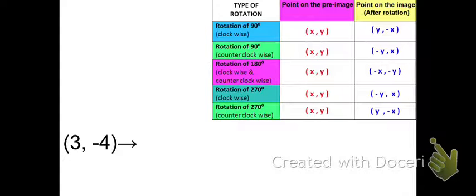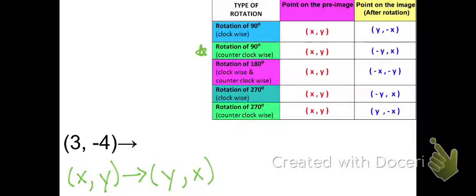Now let's rotate it 90 degrees counterclockwise. What this is saying is our (x, y), now we're going to switch the places so it becomes (y, x), and our y is the opposite sign. So my y is first, and it's the opposite sign, so it's not -4 anymore, it's +4. And then I put my x.